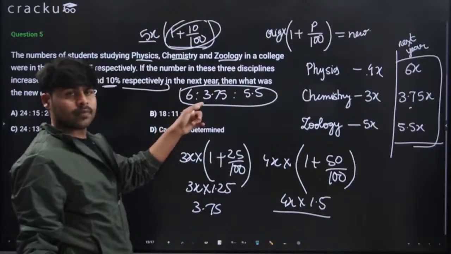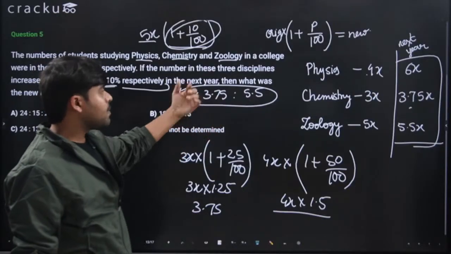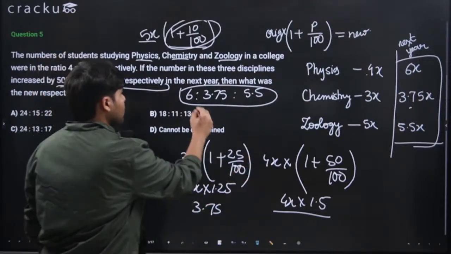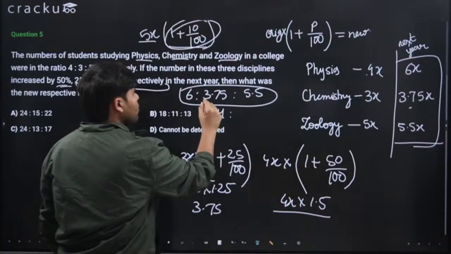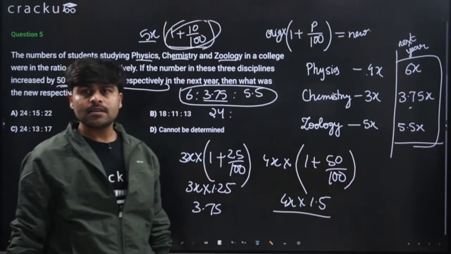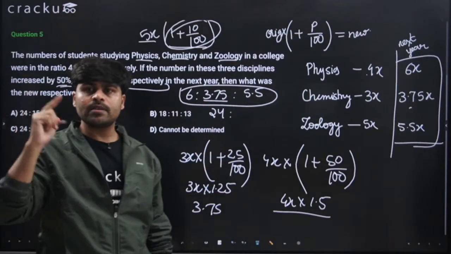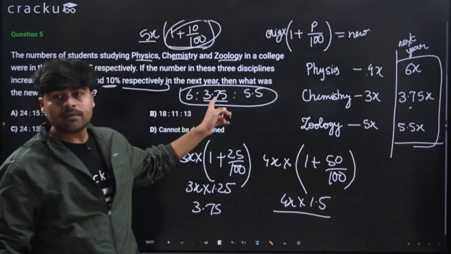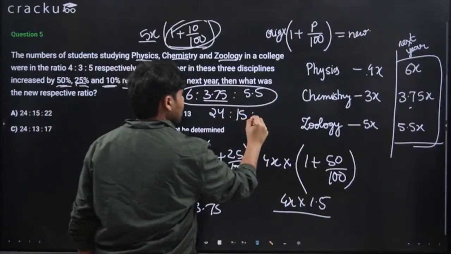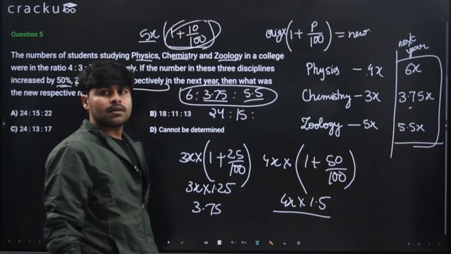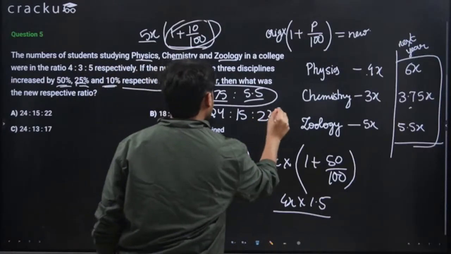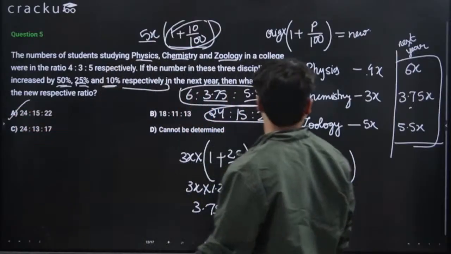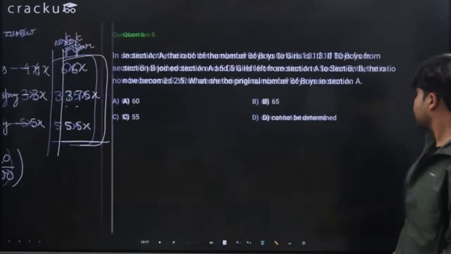This is correct. But that's not enough, right? We can multiply it by something. I will multiply it by 4. 4 times 6 is 24. 4 times 3.75 is 15. And 4 times 5.5 is 22. So the correct answer will be 24 ratio 15 ratio 22, which is option A. Let's move on to the next question.